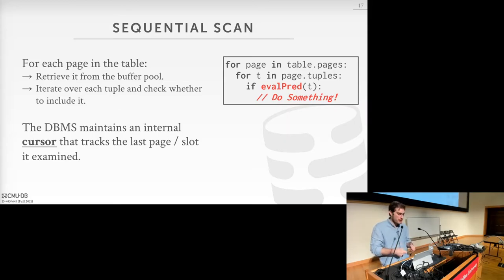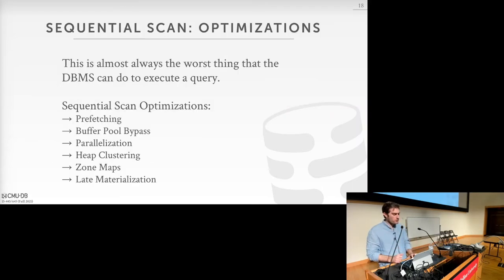So again, for each page in the table, for each tuple in each page, we're evaluating the predicate, and if it matches, then we're going to do something. Either, if it's tuple-at-a-time processing, we're going to emit it right away, or if it's vectorized processing, we're going to fill up some kind of output buffer and then return that. So the DBMS is basically going to implement this as an internal cursor that's going to track the last page and slot that it examined. It's going to maintain its own internal iterator to keep track of this. There are all sorts of optimizations that we can perform to speed up sequential scans of tables.